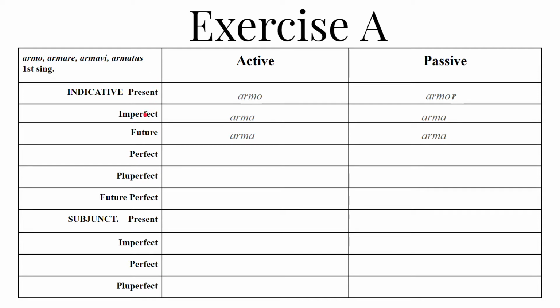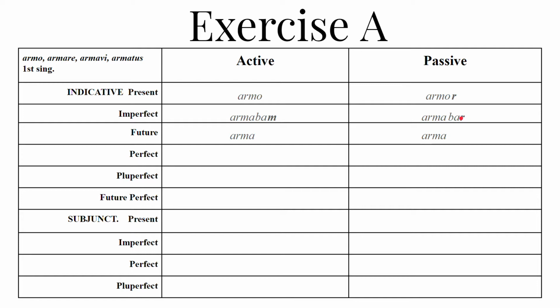For the imperfect active, we add the ba. Same thing with the passive. The ba is the tense marker for the imperfect tense. For the active voice, we need to add the personal endings. So we had the O up here. Here it's going to be m, s, t, mus, tis, nt instead of o, s, t, mus, tis, nt. The passive has the R.